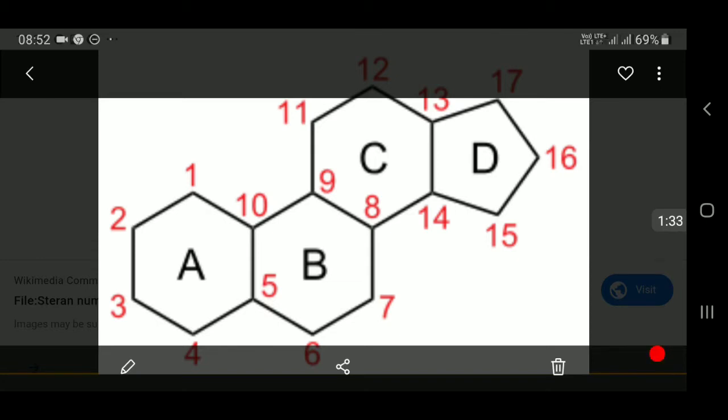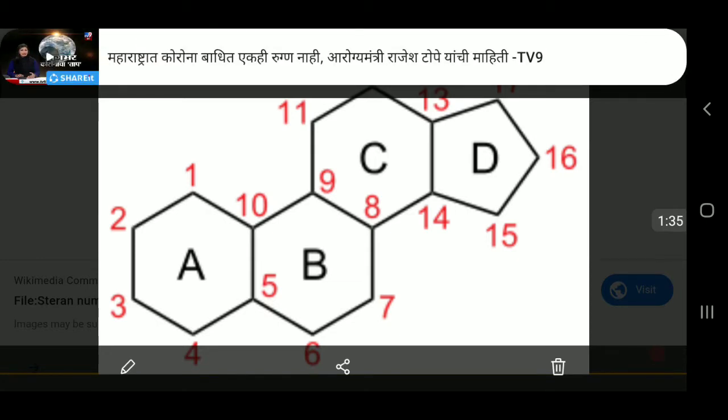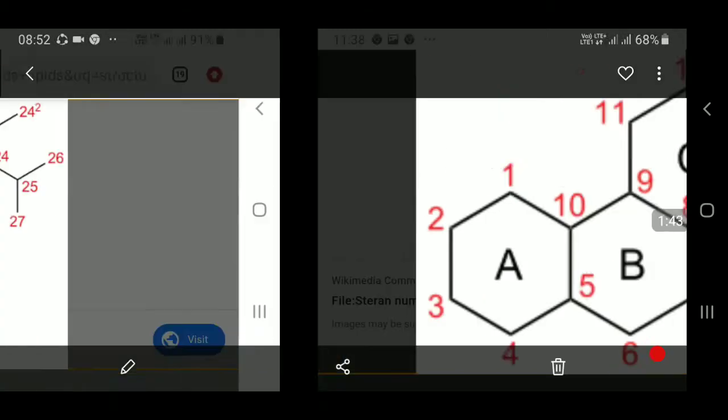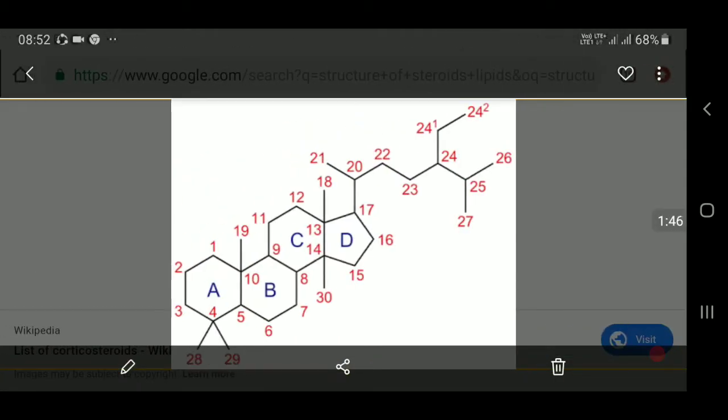Different compounds in the category of steroids are derived from this cyclopentanoperhydrophenanthrene nucleus. It may be substituted at different positions by different groups, like shown in this figure. At the 17th position, another hydrocarbon chain is substituted here. So different steroid hormones belong to this group, which are derived from the sterane nucleus.